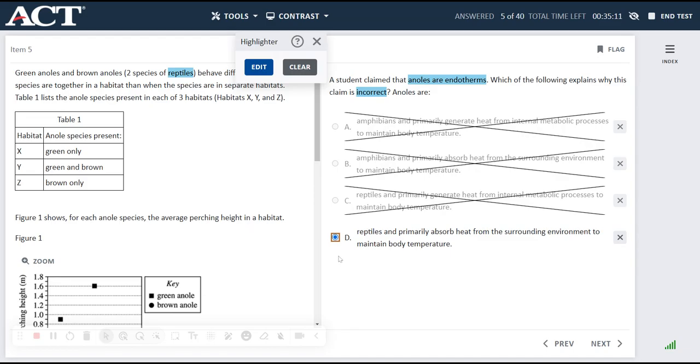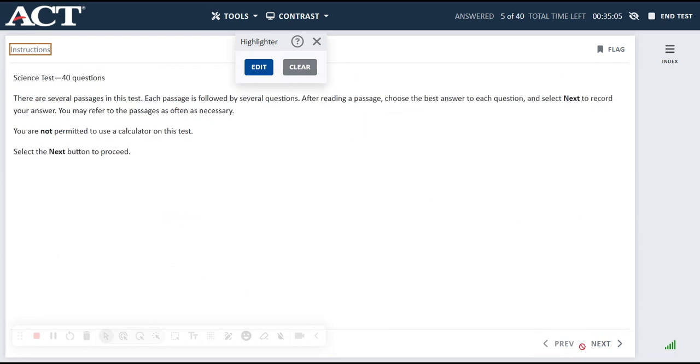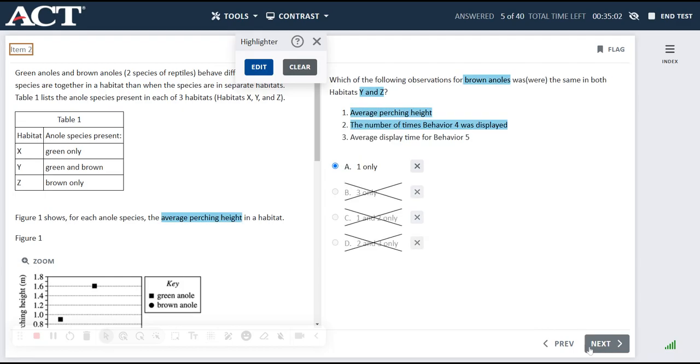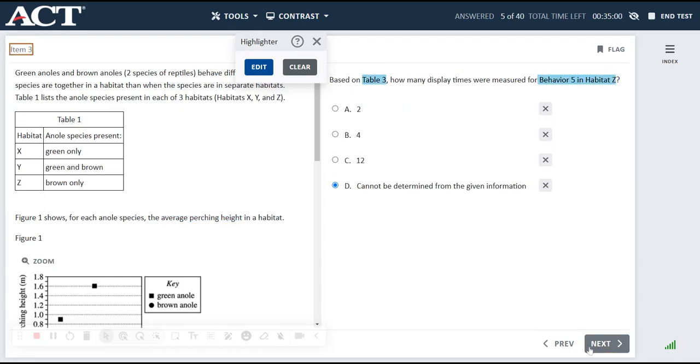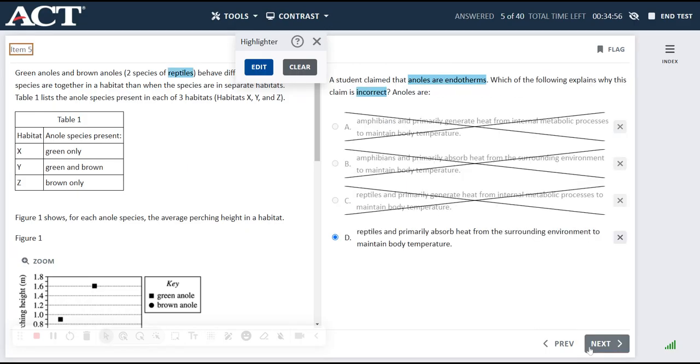So that's the answers. Let's quickly review, just so you can see. Number 1 is A. Number 2 is A. Number 3 is D. Number 4 is C. And number 5 is D.